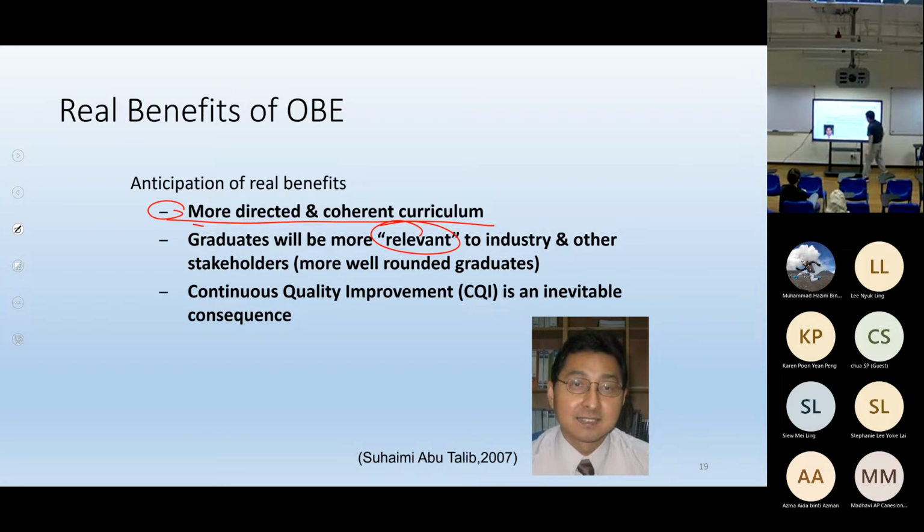And CQI. When you look at OBE, CQI is an inevitable consequence. That means program review yearly. Tiap-tiap tahun kena buat program review, must. The market changes.